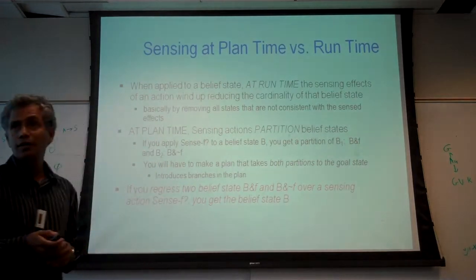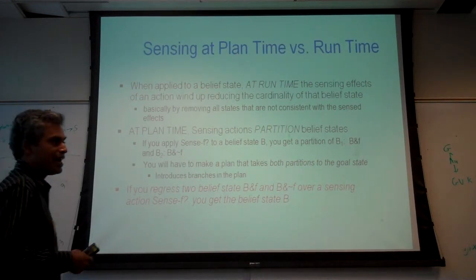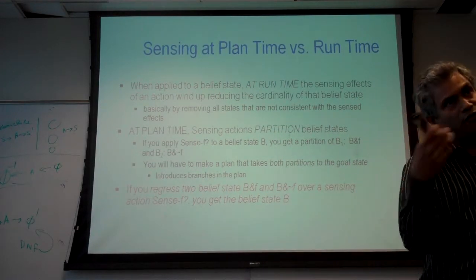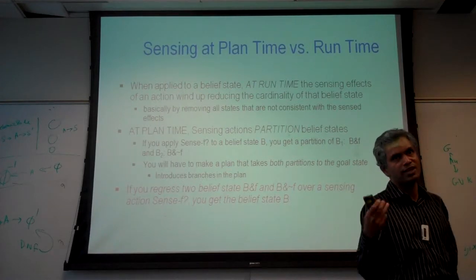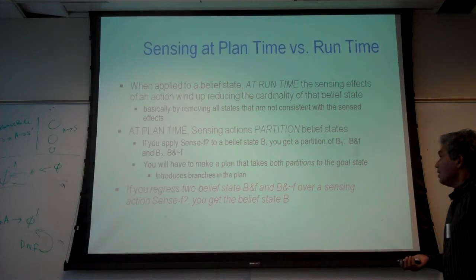You make the assumption that the sensing action is always correct. Yeah, right now, yes. The idea of a sensing action giving you a probabilistically correct observation is what we'll deal with in POMDPs. That's when you will start having probabilistic uncertainty rather than just non-deterministic uncertainty.